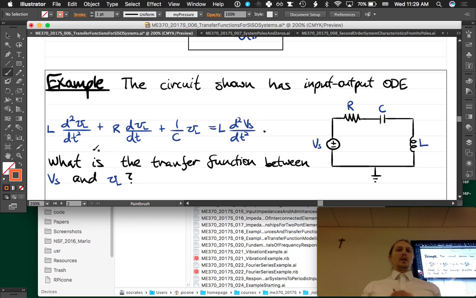2 by 2. And so I say, what is the transfer function between VS and VL? VS is clearly an input, it's the source. And VL is clearly the output then, because a transfer function always takes an input to an output. Okay. So we want to know the transfer function between VS and VL. So that means that VL is the output. So if we were going to write a state model for it, we would find that our C matrix had what dimensions?